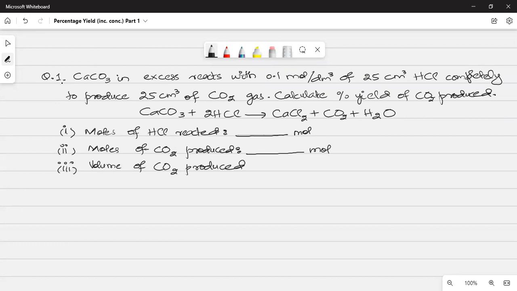Now the formula in the first step is going to be very much different from the formula in the third step. And the final step is going to be percentage yield, which would be actual yield, which is 25 cubic centimeter as given in the question, over predicted yield, and predicted yield, as I've said earlier, is usually the answer to part 3, multiplied by 100. There you go.